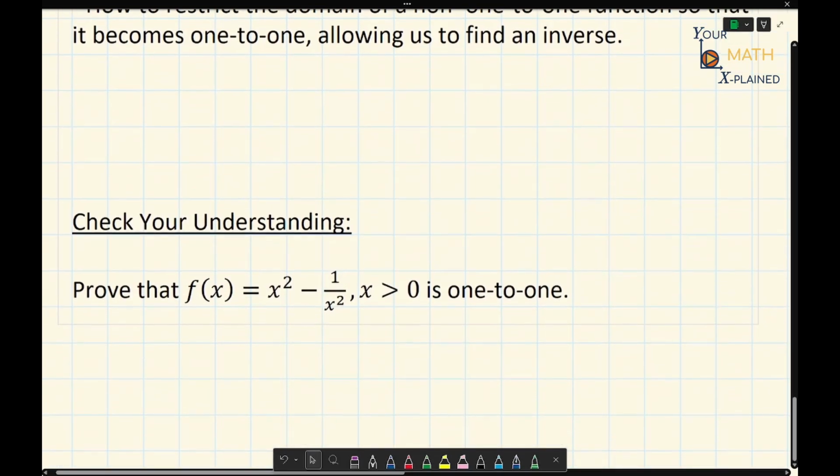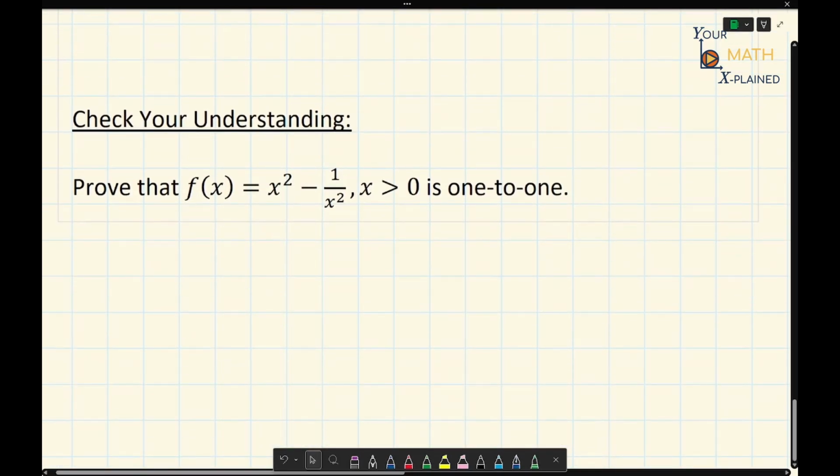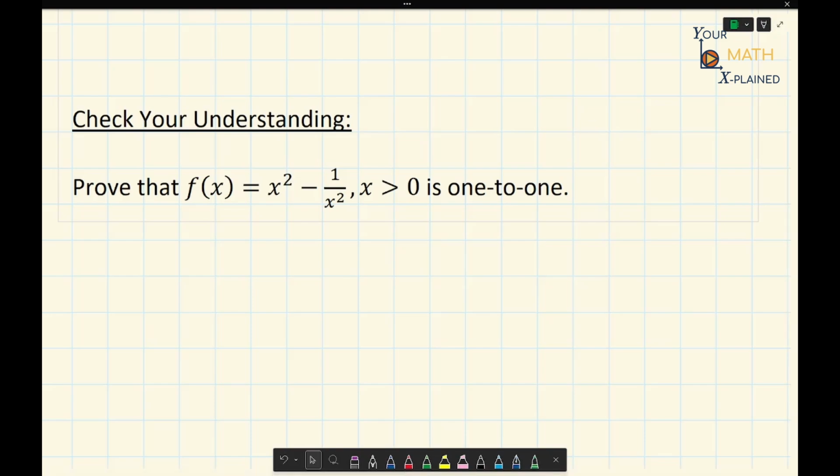And now it is your turn to give this a try. So here, you're asked to prove that the function f of x with this domain restriction of x is greater than 0 is one-to-one. So leave your answer in the comments below and let us know if you'd like to see more advanced videos on inverse functions in the future.